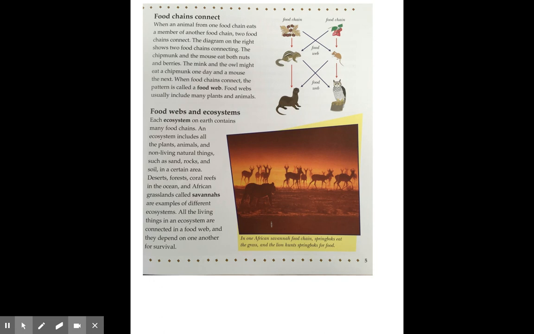In one African savanna food chain, springboks eat the grass, and the lion hunts springboks for food. Also, look at the food chain up above. This is the one that has the mink in it. A mink might be an animal that you're not familiar with, but I think it's kind of similar to a weasel, like it's kind of a rodent-looking thing. Notice how the energy is transferred from living thing to living thing, and the arrows show you the direction that the energy is moving.